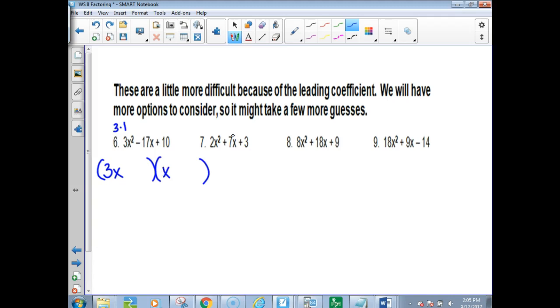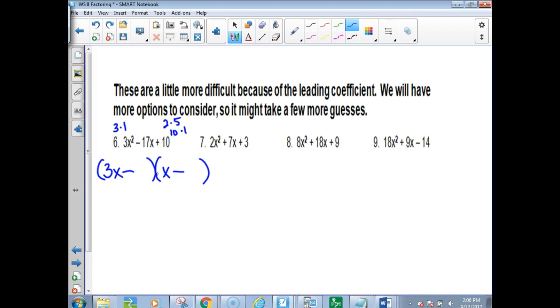And now I've got to work with factors of 10 at the end. Now, notice that this is a negative here, the negative 17x, and at the end, though, it's a positive 10. If I need a positive product and a negative sum, I need both of these to be negative. They have to be. Okay? Now, I'm going to think of factors of 10, 2 and 5, or 10 and 1. I don't think the 10 and 1 are going to cut it. Well, maybe. No. If I put a 10 here, I'll get 30. That's going to be too big.